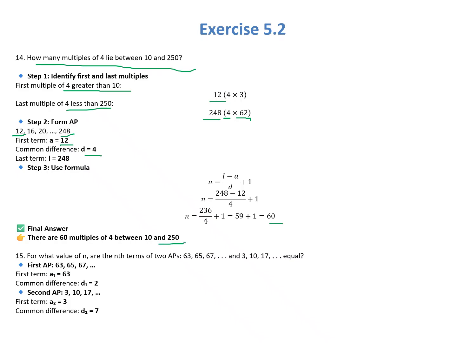So next question is for what value of n the nth term of the APs 63, 65, 67 and 3, 10, 17 are equal. So first of all, the first AP is 63, 65, 67. First term is equal to 63, common difference is equal to 2. And the second AP we have 3, 10 and 17. So the first term is equal to 3 and common difference is equal to 7. So move to the next slide to see the solution.